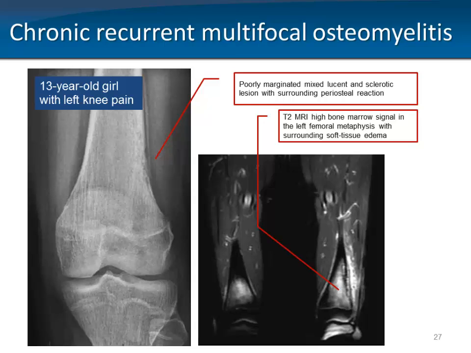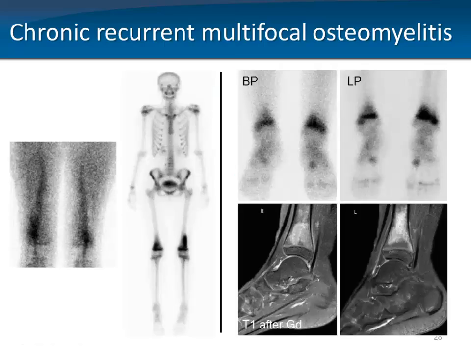So an example of a 13-year-old with left knee pain, where you can see the mixed lytic sclerotic lesion on plain X-ray, and you can also see the diffuse changes in the bone marrow on the T2 imaging on MRI. To show you what the bone scan gives you in the early phase and the late phase, do note the bilateral involvement of the distal femur. And this is another case of a patient with CRMO, but this time involving the distal tibia bilaterally.